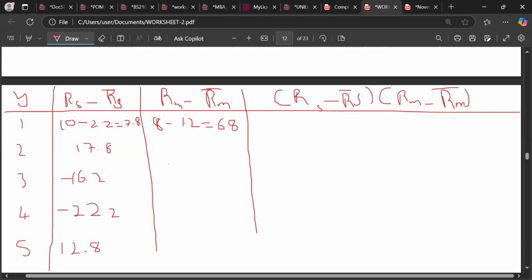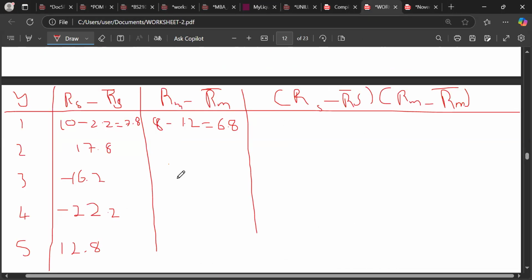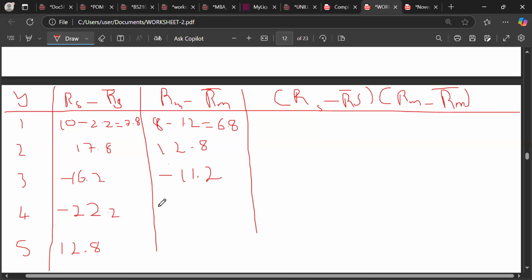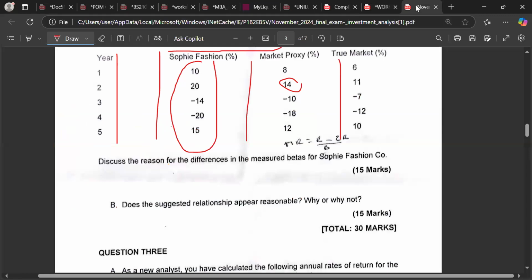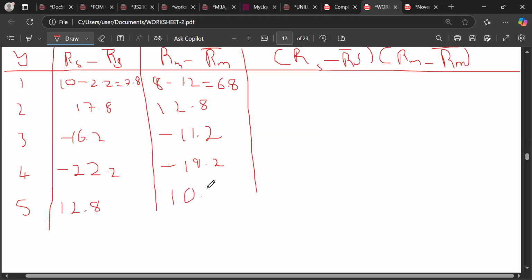Based on this, the next one is 14 minus 1.2. What are we getting? 12.8, right? The next one is negative 10 minus 1.2, which gives us negative 11.2. The following one is negative 18 minus 1.2, which gives us negative 19.2. And the last one is 12 minus 1.2, which will give us 10.8.